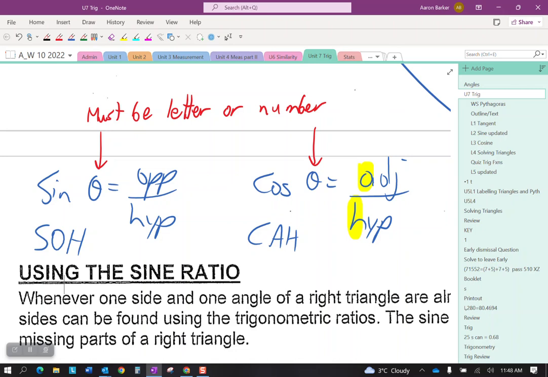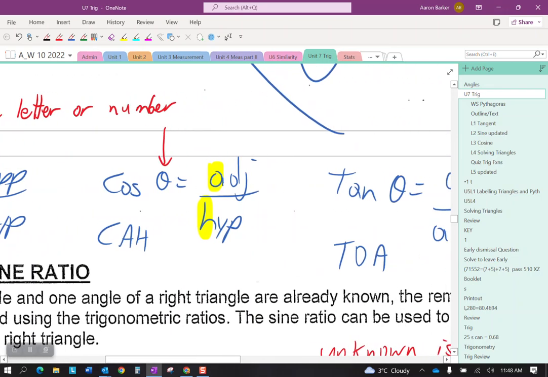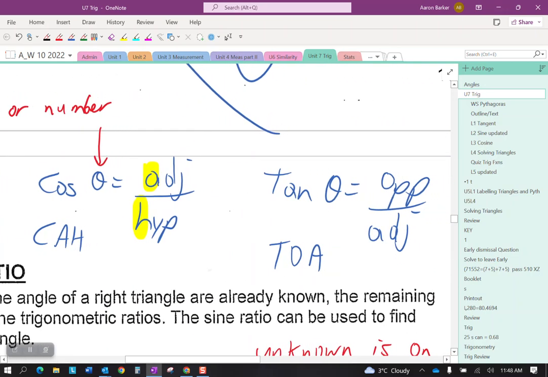Cos theta equals adjacent over hypotenuse. And the last one, TOA, stands for the tan ratio. The tan ratio is tan theta equals opposite over adjacent. TOA, tan opposite over adjacent. Write this down.